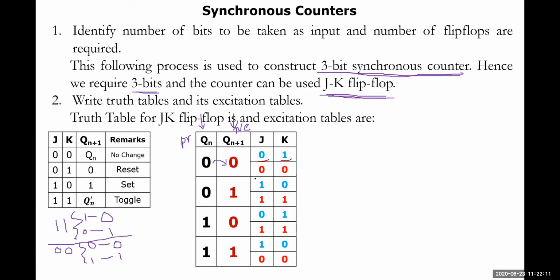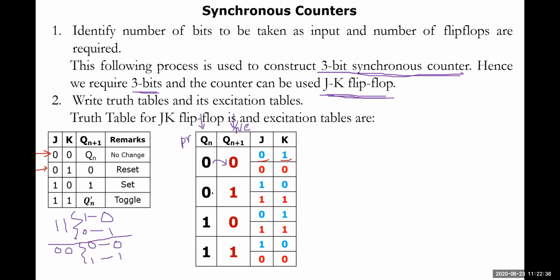Otherwise, one more possibility is there. The previous output is 0 and we want to continue the same output for the next stage also. For that reason, we will consider this one, either this one or this one. Both will be taken into consideration. So either 0, 1 can be passed or 0, 0 can be passed. You could get 0 to 0.